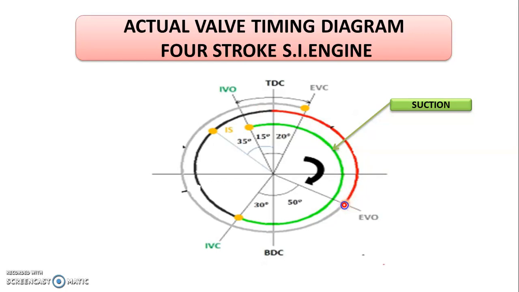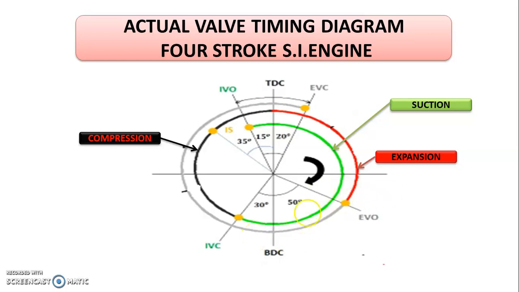But here, 50 degrees before BDC, the exhaust valve is going to open and the exhaust gases start to expel out from the cylinder. So the exhaust valve opens 50 degrees before the piston reaches BDC, and this exhaust stroke continues after TDC also, because the exhaust valve closes 20 degrees after TDC. So this is known as the exhaust stroke.